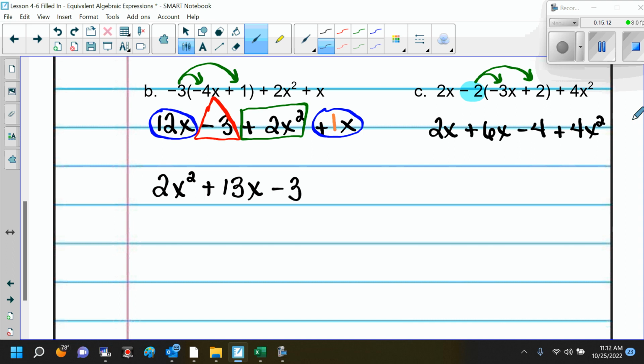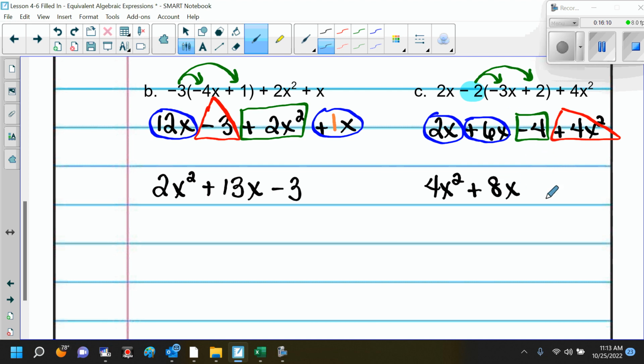Okay? So now we want to identify our like terms. What do I have? 2x and a positive 6x. All right. So then we've got a negative 4 here, and we've got the 4x squared all by itself. So now we want to put these in order from the highest exponent to the lowest exponent, all the way down to the constants, right? So which one comes first? Positive 4x squared. Very good. What comes next? The x terms next, right? So 2x plus 6x is 8x. So that's going to be a positive 8x all the way down to the constant, negative 4. You see that? Yes, ma'am. All right.